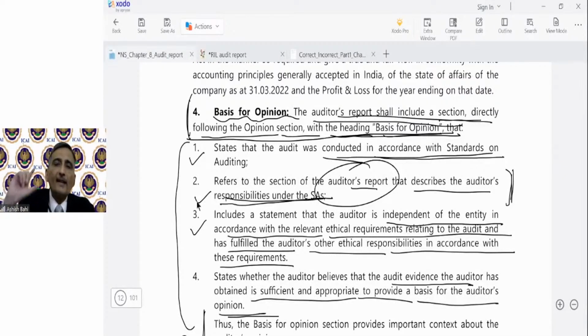So first 4 points are clear to you, students? First point was heading, title, that is independent auditor's report. Second point was to whom the report is addressed, the addressee. Third point is opinion paragraph. And fourth point is basis for opinion paragraph. Now you have to remember what is to be included in the opinion paragraph and what is to be included in the basis for opinion paragraph.